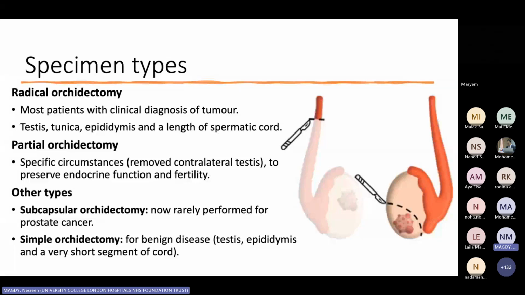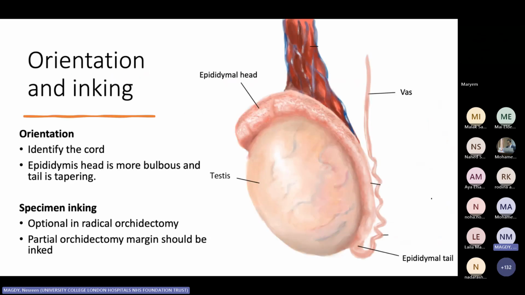Partial orchidectomy is done in specific circumstances, especially if the other testis is removed, to preserve the endocrine and fertility function. There are other types, like subcapsular orchidectomy, which is now rarely done. It was done in the past in the context of prostate cancer. And simple orchidectomy, which is usually done for benign diseases, includes the testis, epididymis, and a very short length of the spermatic cord.